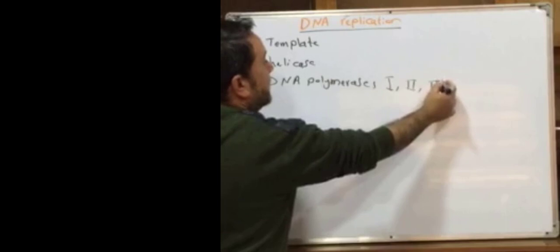The template is the DNA molecule that we want to replicate. Requirements of the DNA replication: the first one is the template. The second is many enzymes, like the helicase enzyme. The third is DNA polymerases. DNA polymerases 1, 2, and 3, three DNA polymerases in the DNA replication. The fourth enzyme is called ligase. This is the requirement of the DNA replication. The template is the DNA molecule.